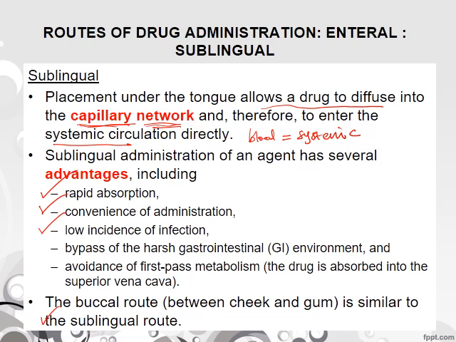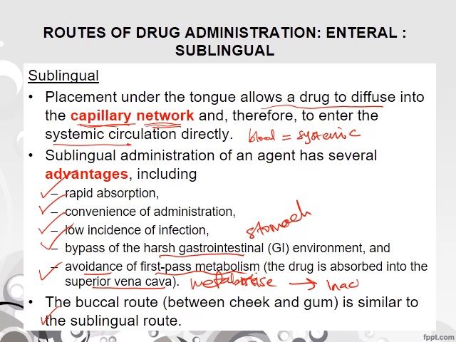We can bypass the harsh stomach condition. We can also avoid the first pass metabolism of the drugs, in which the drugs pass to the liver and are mostly metabolized and become inactive. We can bypass this process. We also have a buccal route, between the cheek and the gum, which is similar to the sublingual route. It is mainly due to the capillary network in the mouth.